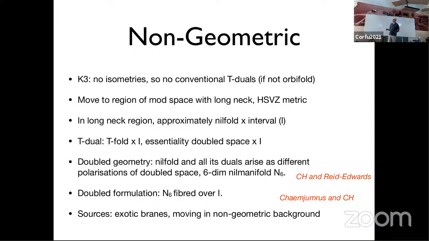And all of this picture can be written nicely in terms of double geometry, the double six-dimensional geometry, doubling the nilfold to a six-dimensional nil manifold, and fibering this six-dimensional manifold over a line. And then this gives a doubled formulation of this whole picture I've just been talking about. And the sources now become exotic branes moving in a non-geometric background. I don't really have time to go into that, but if you're interested, we discuss a lot about that in the papers.